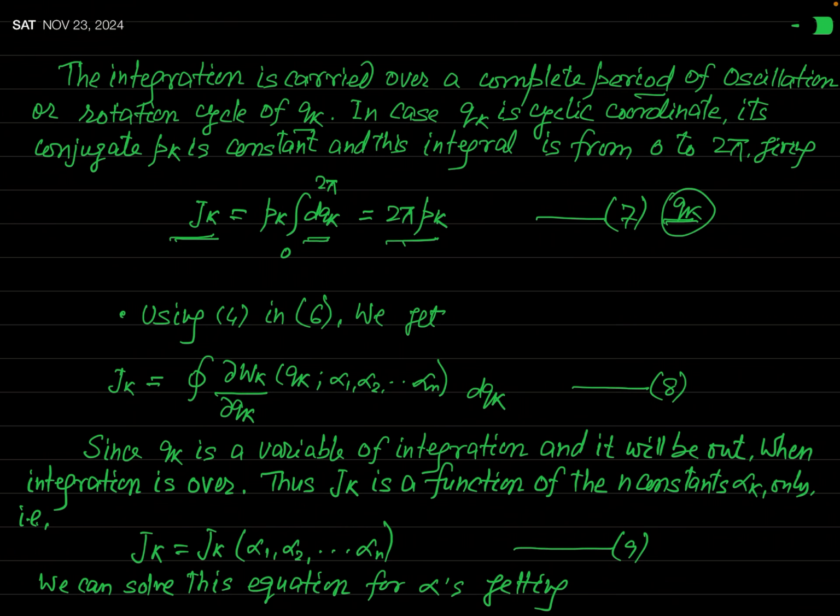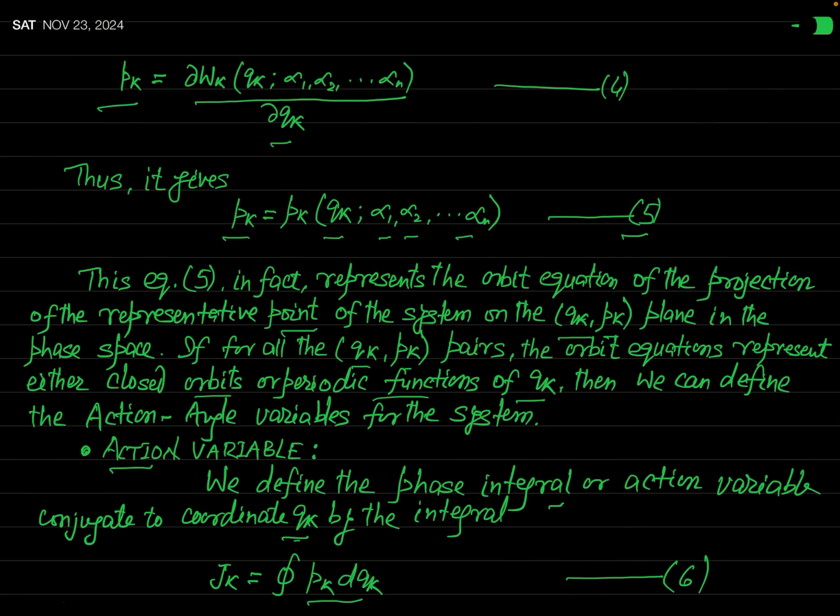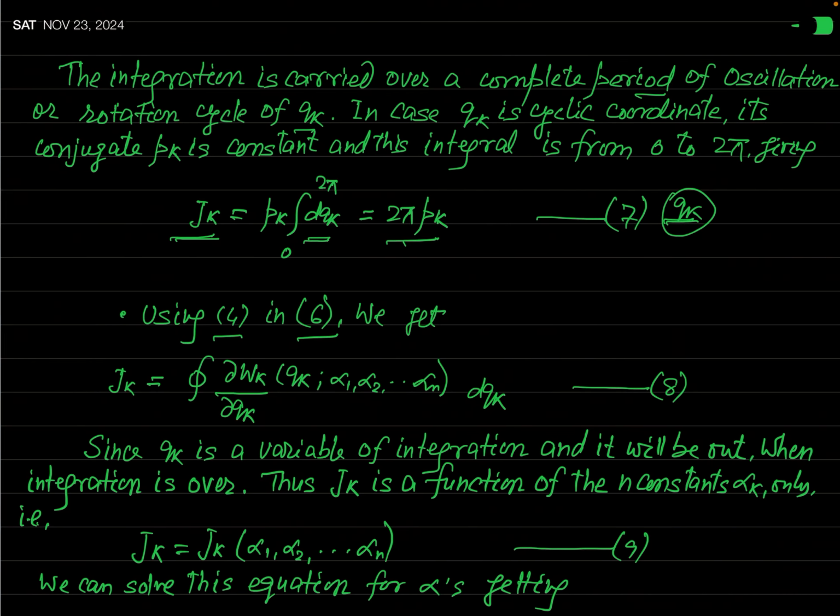Now we will make use of equation 4 in equation 6. This is your equation 4, where pk is defined in this manner: del Wk by del qk. Let us use this equation 4 in 6. Here in place of pk we will write del Wk by del qk, and therefore Jk will be equal to the integral of del Wk by del qk dqk.